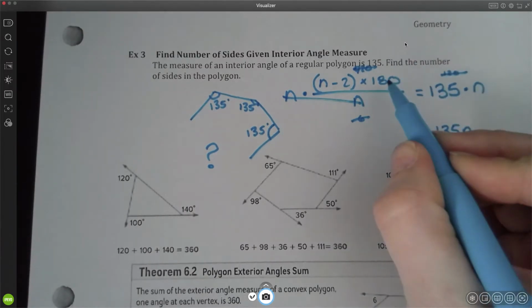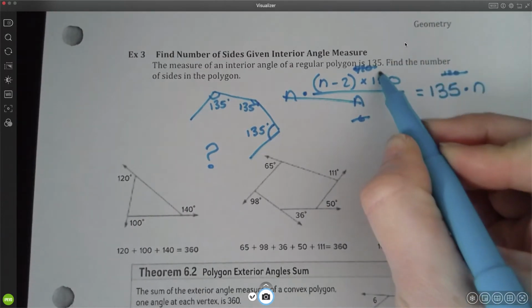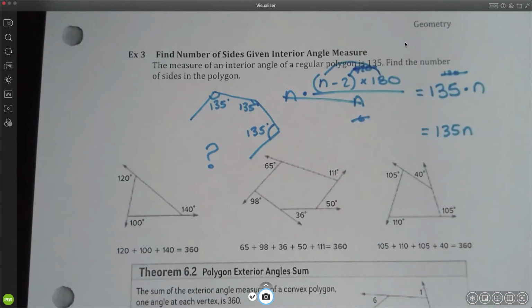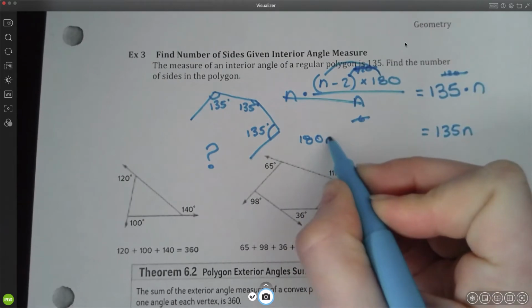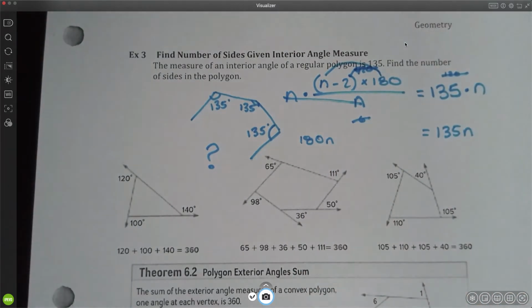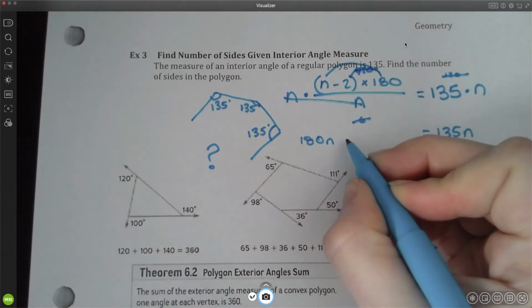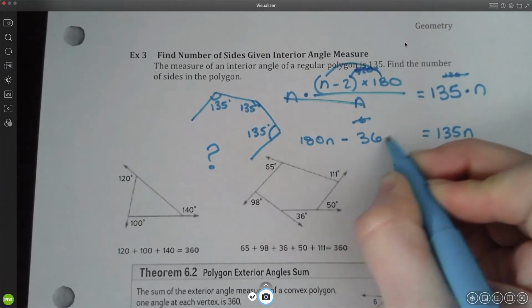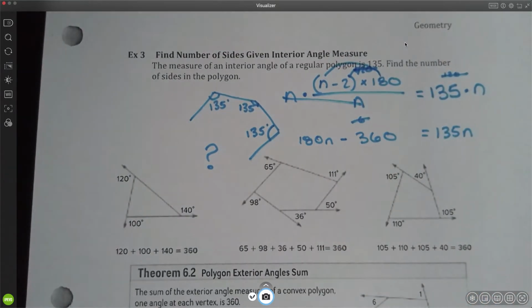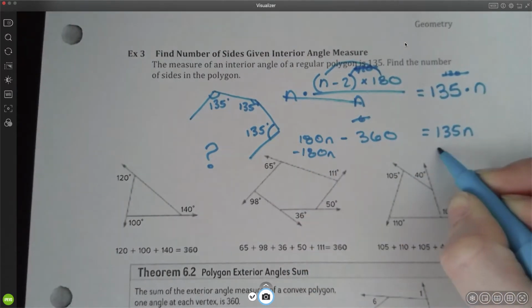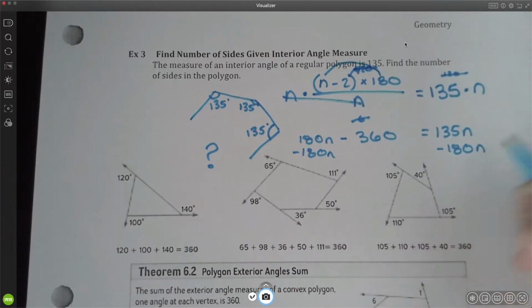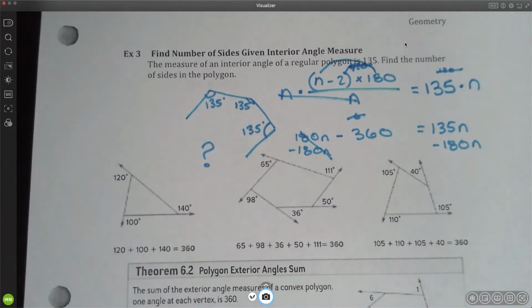If I take this times 180, let's distribute that 180 through. 180 times n is 180n. What's negative 2 times 180? Negative 360. And then we just solve it like normal. So let's subtract 180. Wait, is it 135n or 135? Well, they're both 135n. It's the same thing. It's 135.